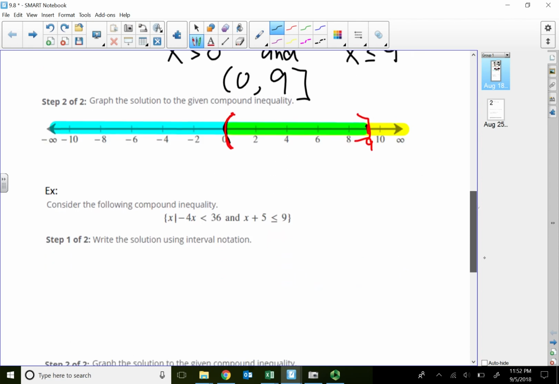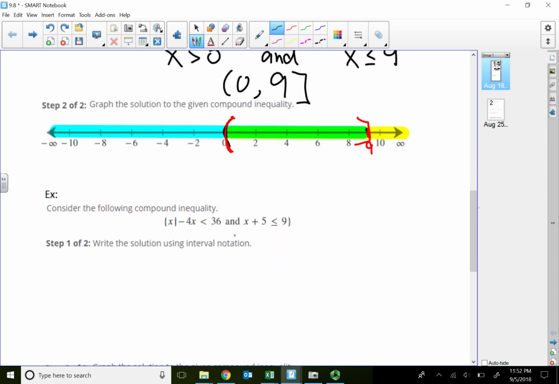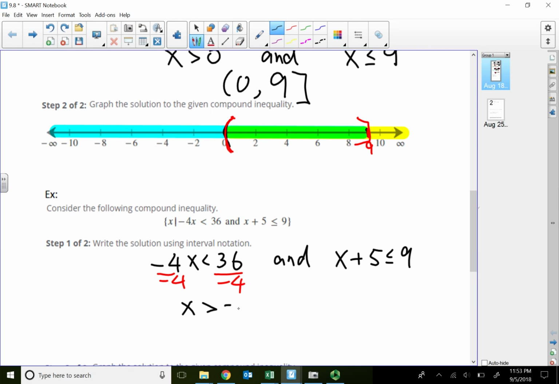Okay. All right. Let's try another one. Two different inequalities: negative 4x less than 36, and x plus 9 less than or equal to 9. This time I'm simply going to divide both sides by negative 4. So that will be x what? What happened to my inequality? When I divide by a negative coefficient, it has to flip. x is greater than negative 9, and with the positive 5 over, x is less than or equal to 4.